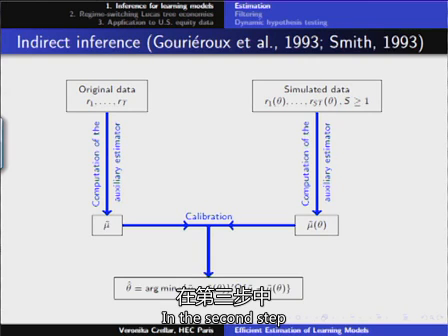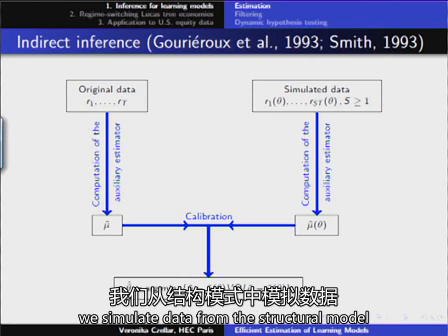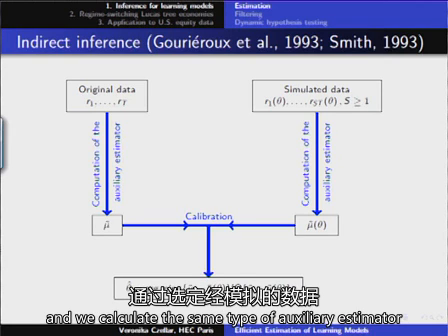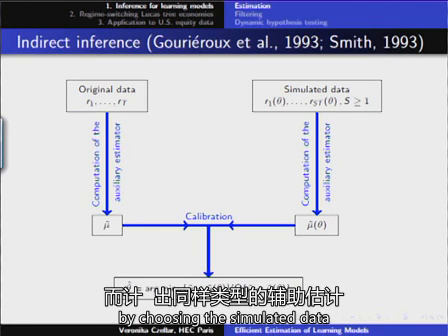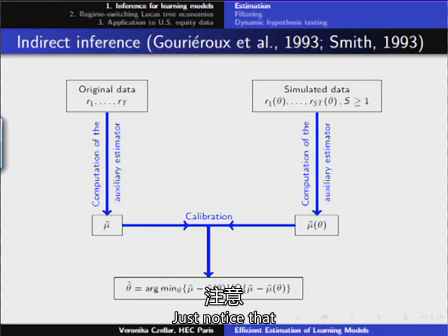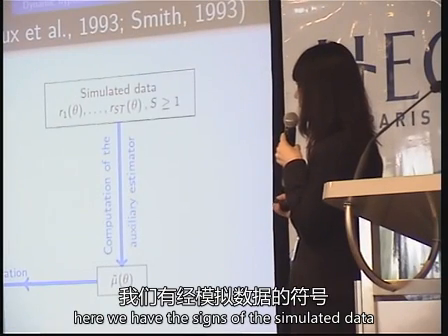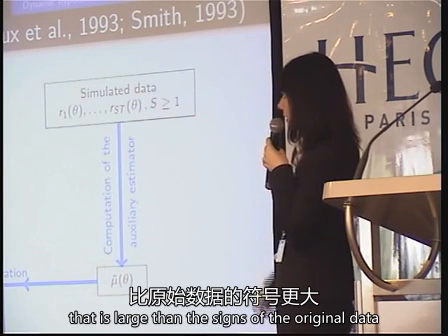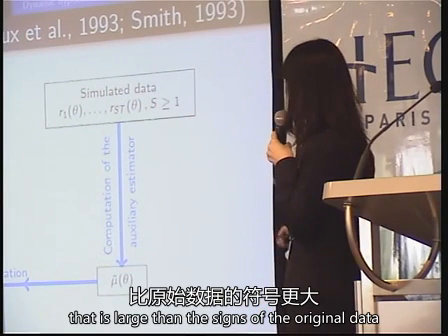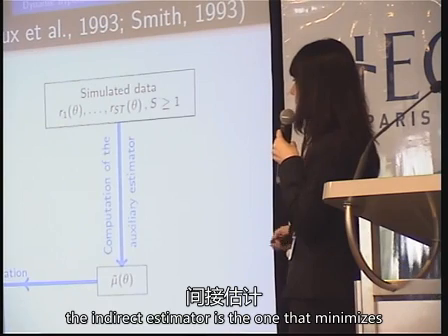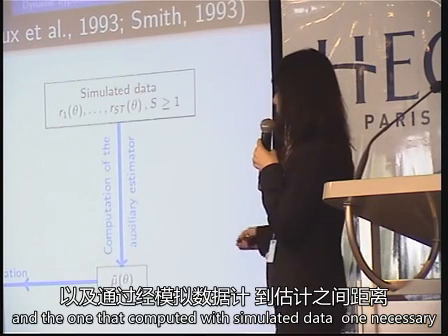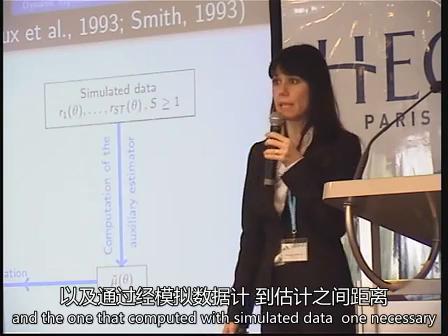In the second step, we simulate data from the structural model, in our case the learning model, and we calculate the same type of auxiliary estimator but using the simulated data. Notice that the size of the simulated data is larger than the size of the original data. And finally, the indirect inference estimator is the one that minimizes the distance between the auxiliary estimators, the one computed with real data and the one computed with simulated data.